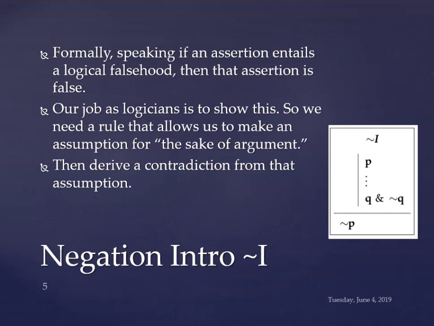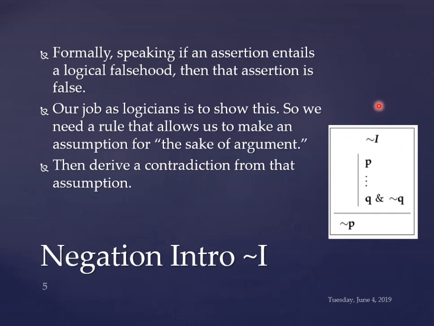There's the little icon that you need to memorize. Okay, so what's happening here, let's just take a look. This is negation intro, so it's an introduction rule. We only have two rules in our system that make us make assumptions, and that is arrow introduction and negation introduction.